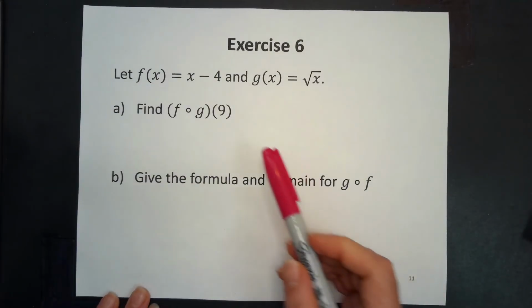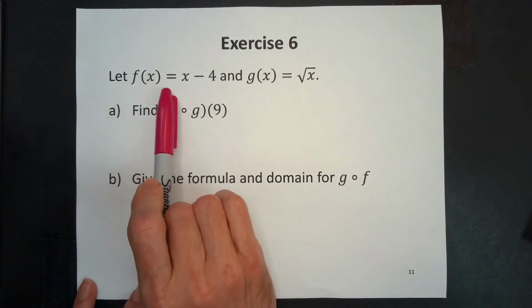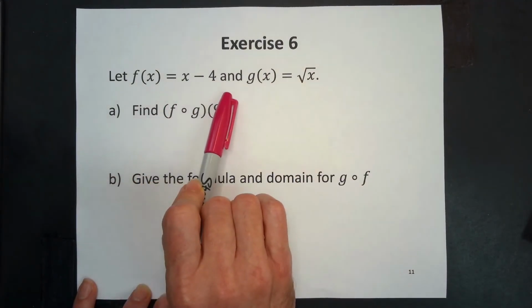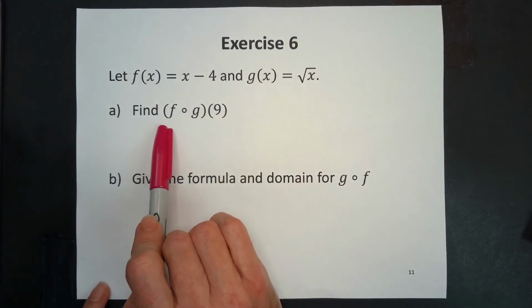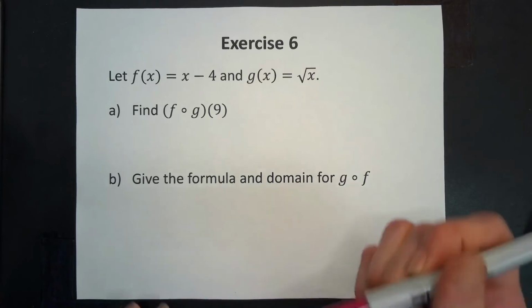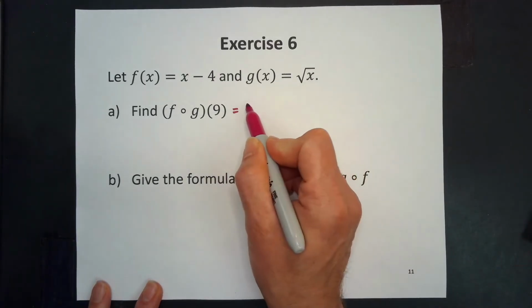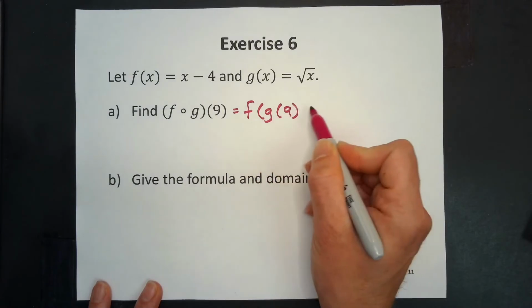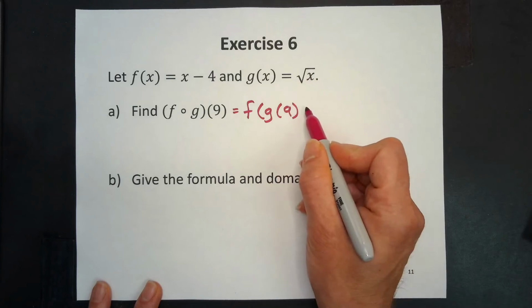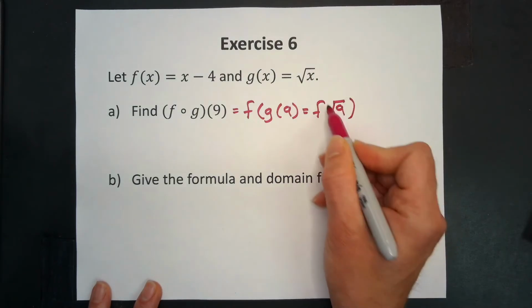So in exercise 6, it lets f of x be x minus 4 and g of x be the square root of x. It wants us to find f composed with g of 9. So once again, this is easiest to work in parts. So we say f composed with g of 9. What does g do? g takes the square root of a number. So this is going to be f of the square root of 9.